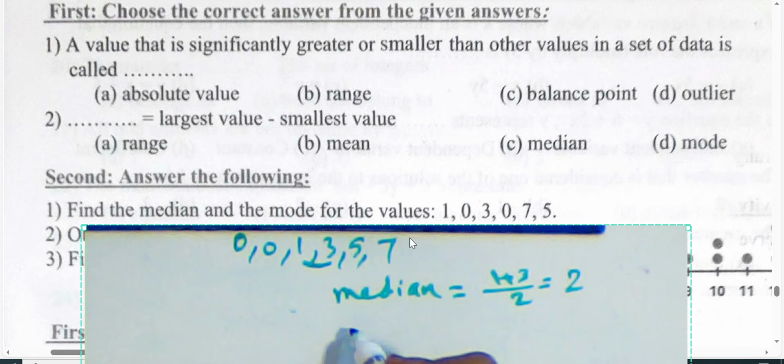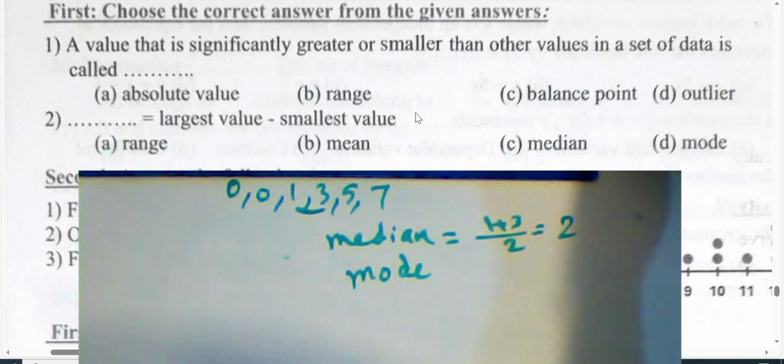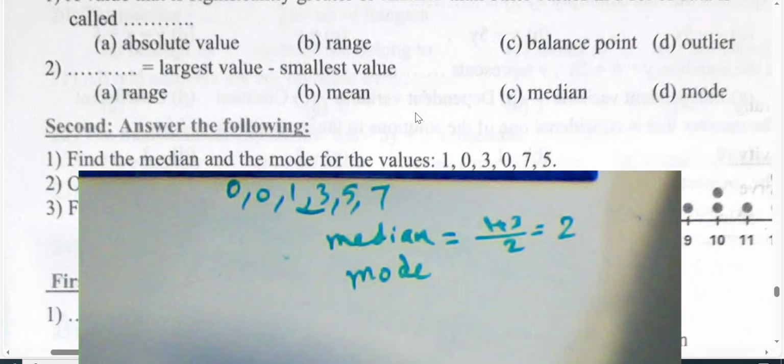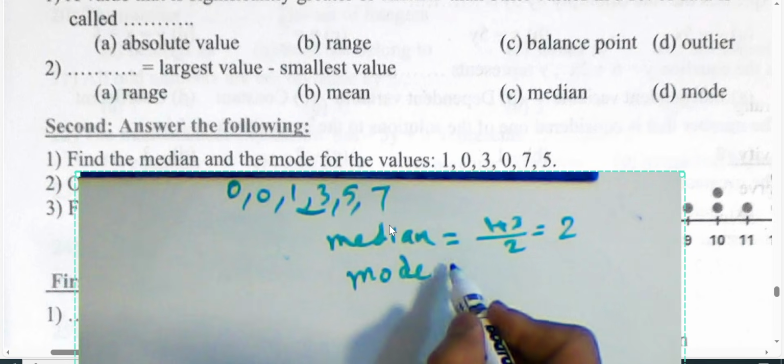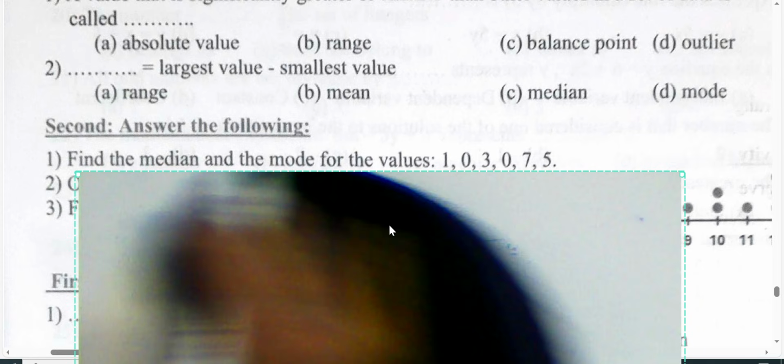And also we can find the mode. He asked about mode and median. Then the mode, what is the number the most repeating here? 0. 0 is the most repeating. Then the mode will be 0 and the median will be 2.